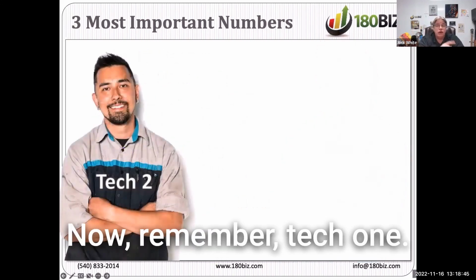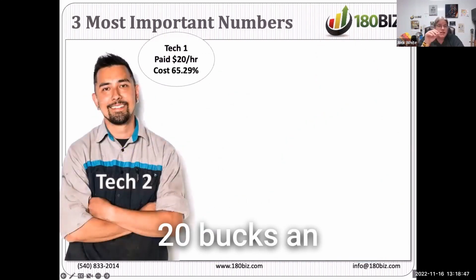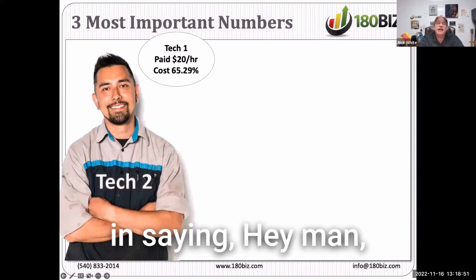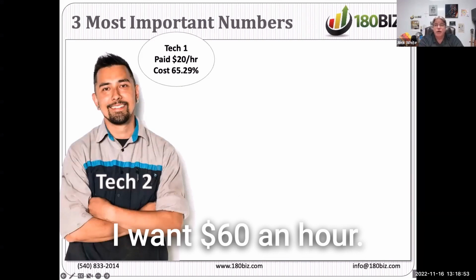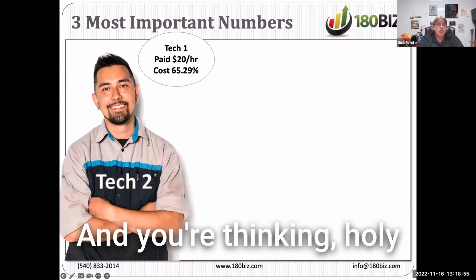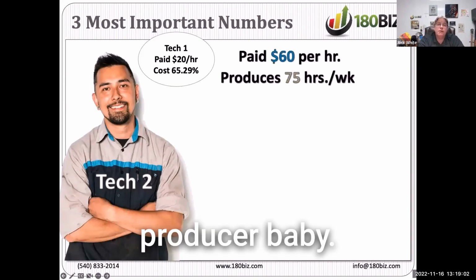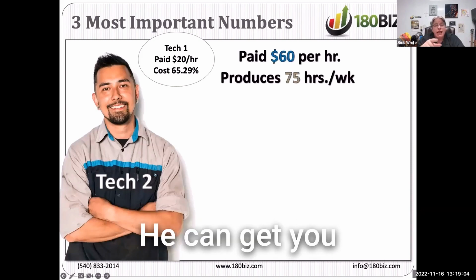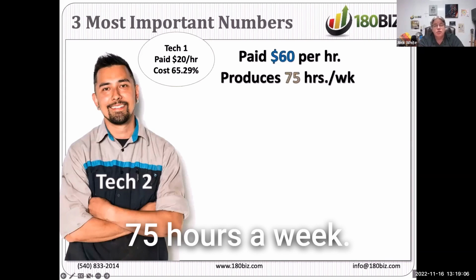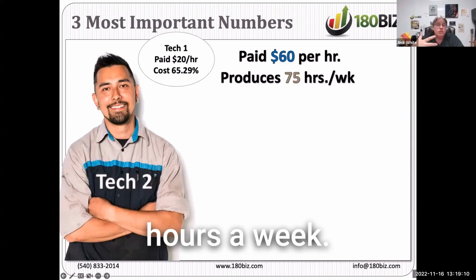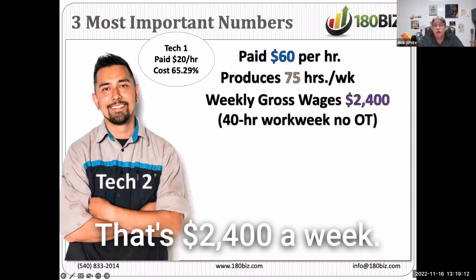Here's Tech 2. Now remember, Tech 1, $20 an hour, cost 65%. Here's a text coming in saying, hey man, I want $60 an hour. And you're thinking, holy crap, I can't afford that. But this guy is a producer, baby. He can get you 75 hours a week. Now, you step in, he's working 40 hours a week. That's $2,400 a week.